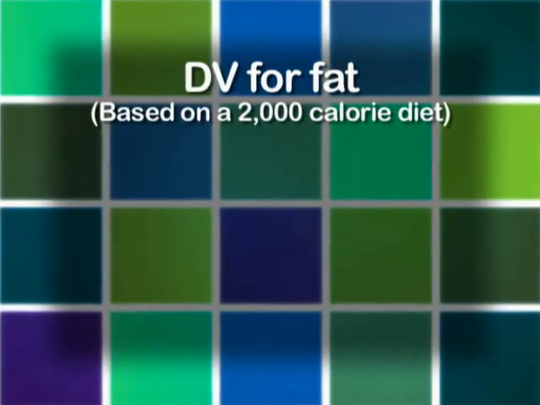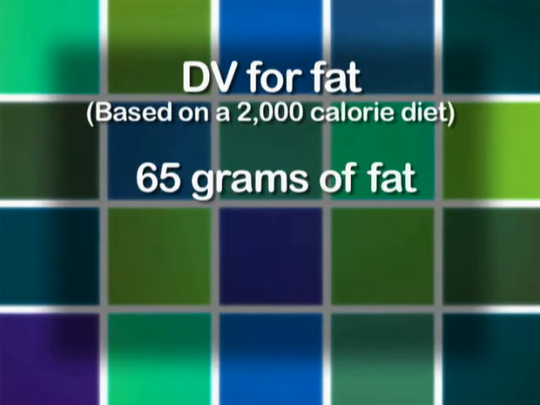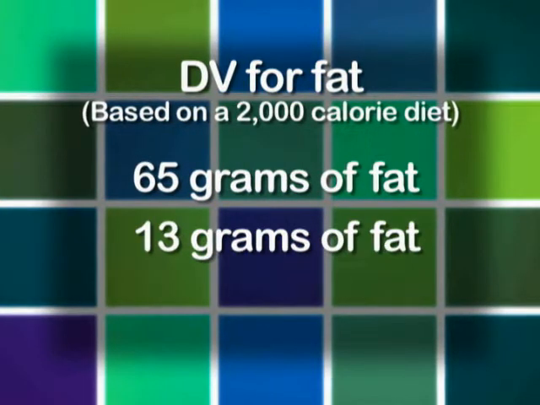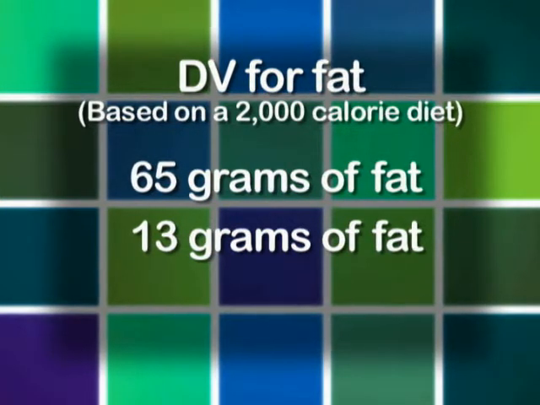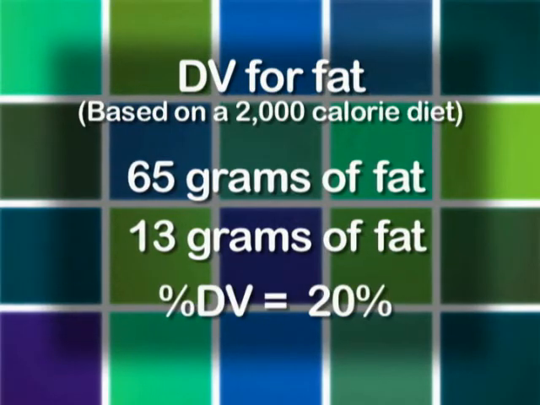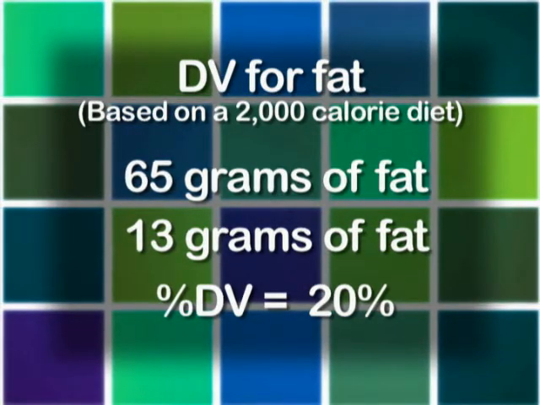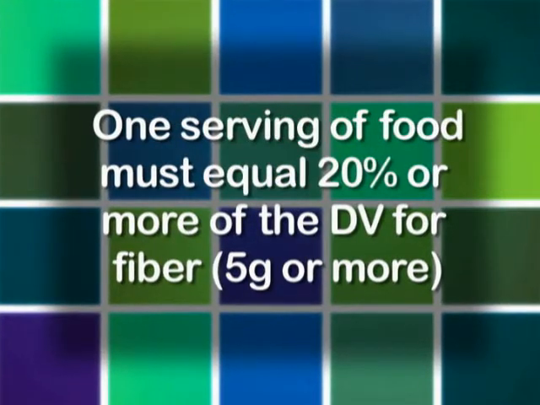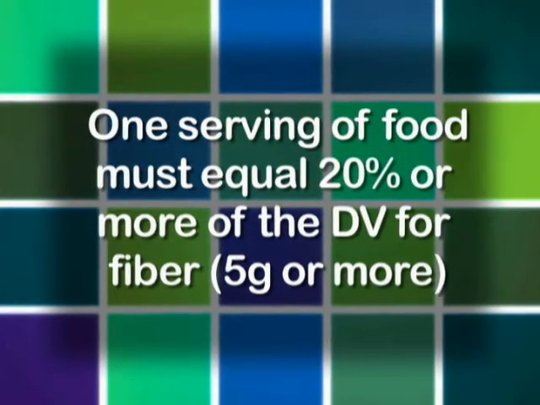For example, the daily value for fat based on a 2,000 calorie diet is 65 grams of fat. A food that has 13 grams of fat per serving would state on the label that the percent daily value for fat is 20%. Percent daily value also serves as the basis for descriptive words such as high in fiber or low fat. In order for a food to be called high in fiber, 1 serving of the food must equal at least 20% of the daily value for fiber. That is, 5 grams or more.